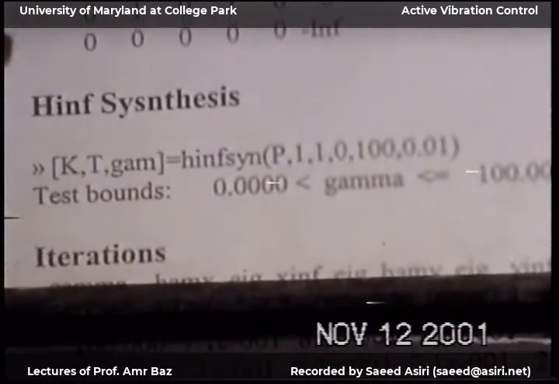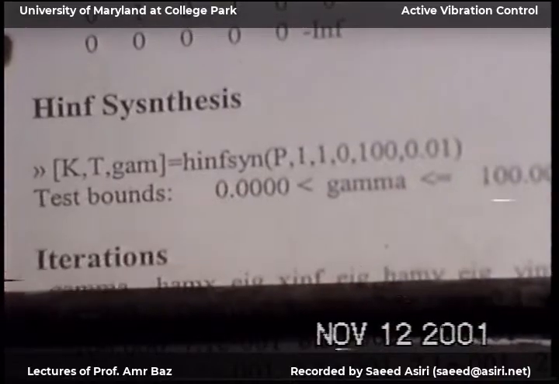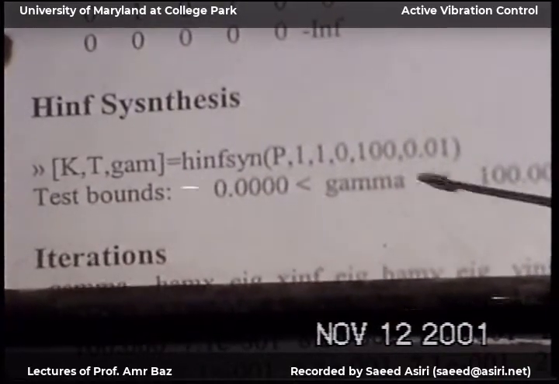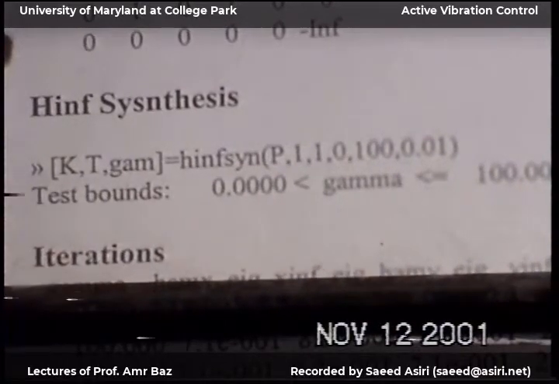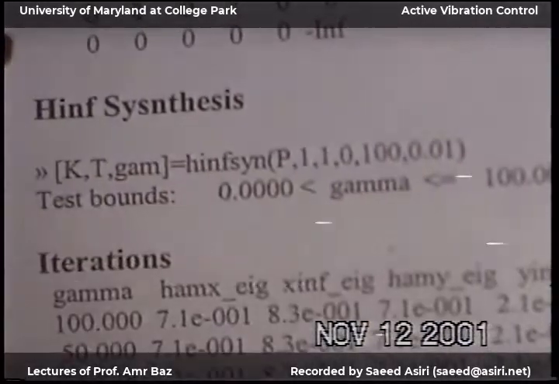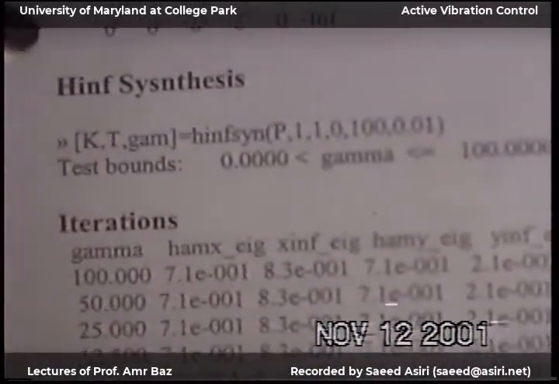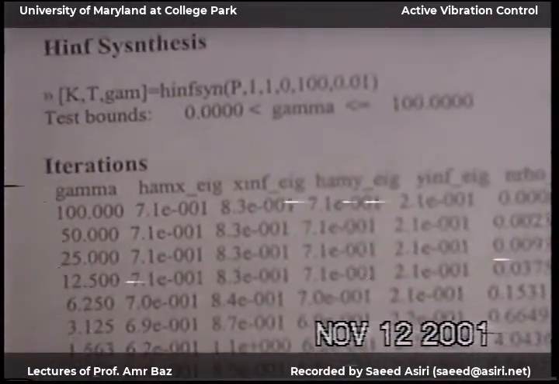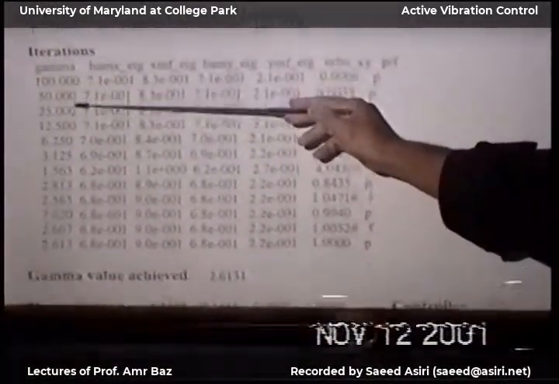Okay? And then the last number is the tolerance. How much I want to have until I stop my optimization of gamma. So that's all what we have. Now it goes in and does these iterations. See, we start the gamma at the highest value, 100, and then it iterates.